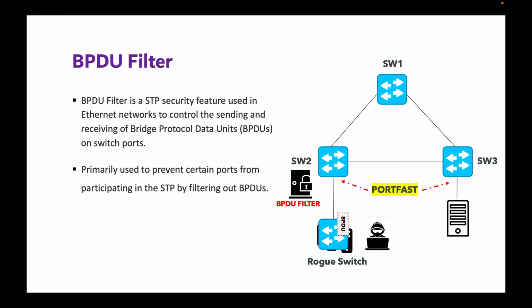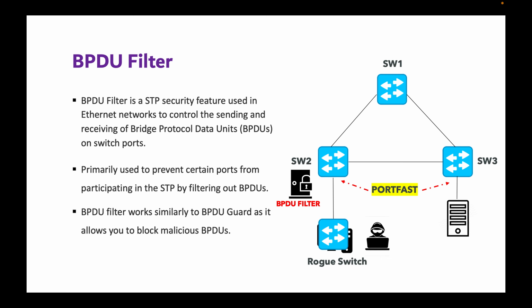The spanning tree BPDU filter works similar to BPDU guard, as it allows you to block malicious BPDUs. The only difference is that BPDU guard will put the interface that receives the BPDU in error-disabled mode, while BPDU filter just filters it. In simple terms, I would say BPDU guard acts like a bodyguard fighting off threats, while BPDU filter functions more like a locked door, barring entry for any unwanted visitors.